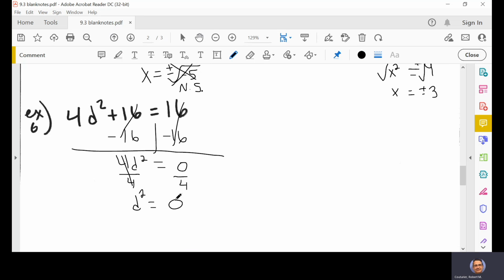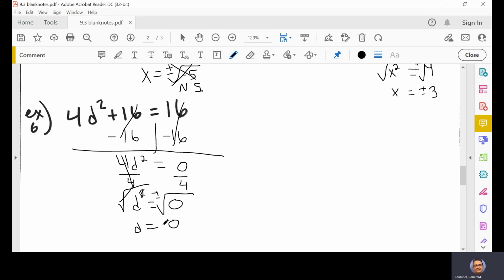So we're looking at this, and we're like, uh-oh. What do you mean, square root? I'm going to have to take the square root of 0, plus or minus 0. Put it in your calculator. What does it give you? It gives you just 0.